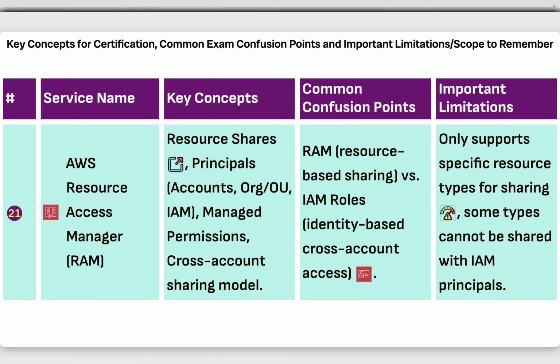AWS Resource Access Manager. Key concepts are resource shares, principals that include accounts, organizational units and IAM, managed permissions, and the cross-account sharing model. Exam confusion can be Resource Access Manager, which is resource-based sharing, versus IAM roles, which is identity-based cross-account access. Limitations: it only supports specific resource types for sharing. Some types cannot be shared with IAM principals.